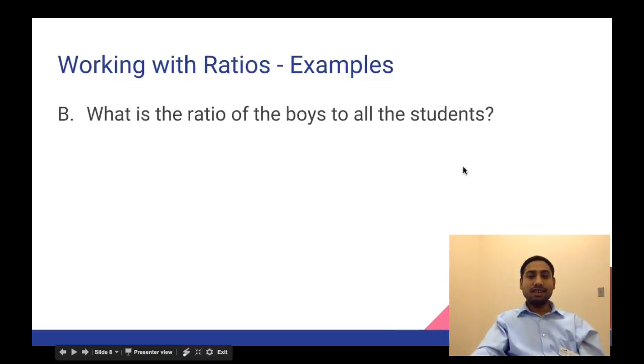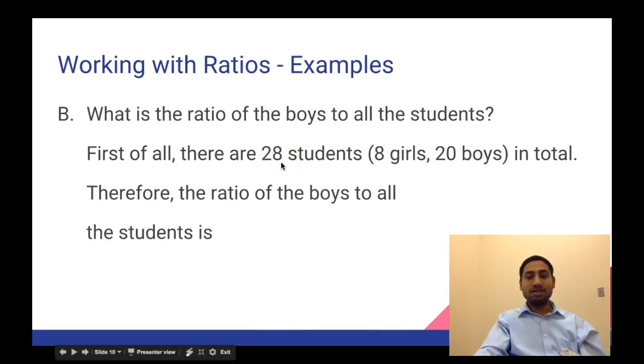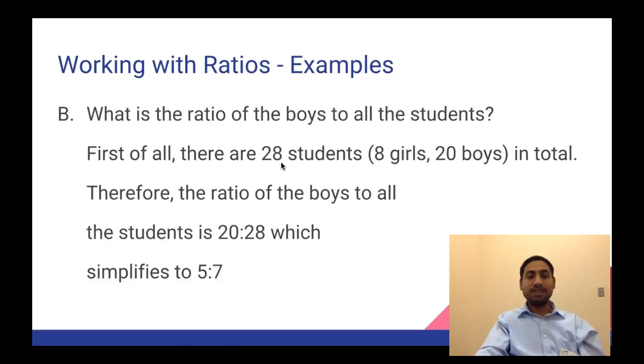Moving on. Well, what's the ratio of the boys to all the students in the class? To do that, we first need to know how many students there are in total. There are 8 girls and 20 boys, so there are going to be 28 students in total. So the ratio of the boys to all the students is going to be 20 to 28, which simplifies to 5 to 7. Again, divide both 20 and 28 by 4 to get the simplified version, 5 to 7.